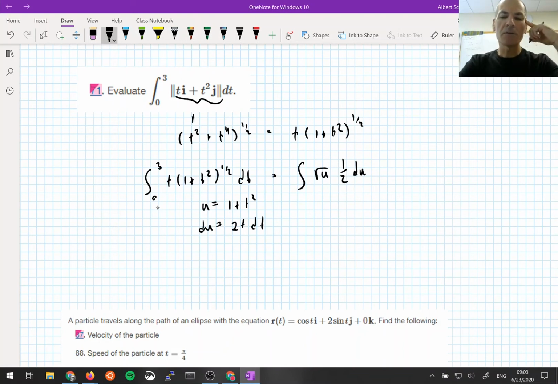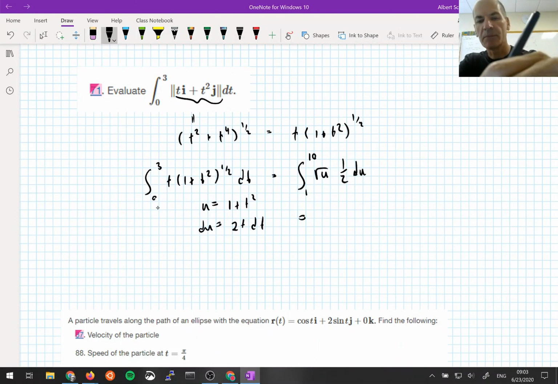Now, whenever I do u substitution, I also want to change the limits of integration if it's easy. And here it is relatively easy. When t is equal to 0, we plug t equals 0 in here, and we find that u is equal to 1. And when t is equal to 3, we plug 3 in here, and we get u equal to 10. Now we're ready to integrate, and we can integrate with respect to u and plug in these new limits and never have to go back to the t variable.